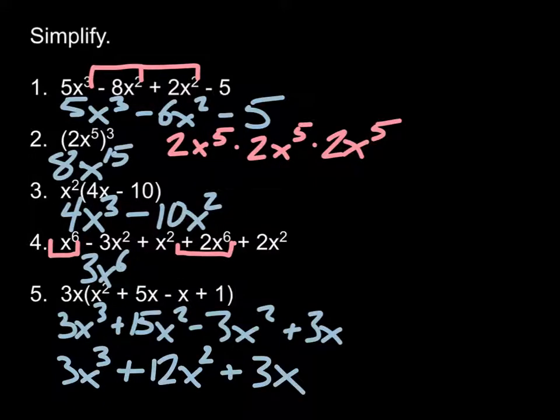If you had chosen to combine the like terms here first, you would have gotten a 4x, and you would have multiplied that by the 3x to get the 12x squared. You could have done it in either order, and either order would have been fine.